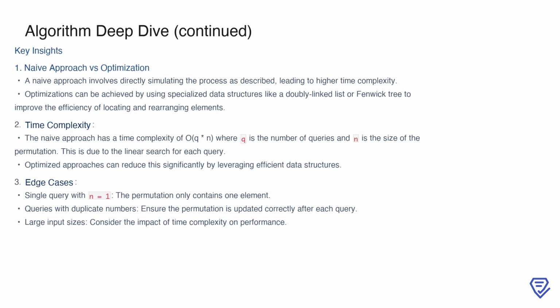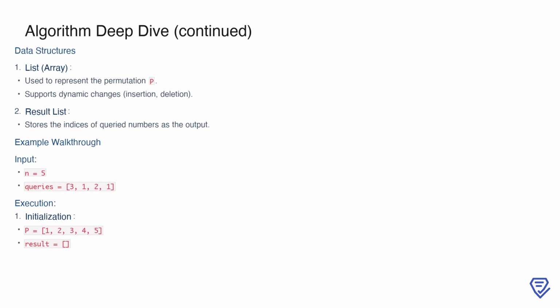It's also important to consider edge cases, such as a single query with a permutation of size 1, or scenarios where the queries contain repeated numbers. For larger inputs, we must carefully evaluate how the time complexity impacts the overall performance. The choice of data structures plays a significant role in implementing this algorithm. The permutation P is typically represented as a list or array, which allows for dynamic operations like insertion and deletion. The result list serves as the output container for storing the indices of queried numbers.